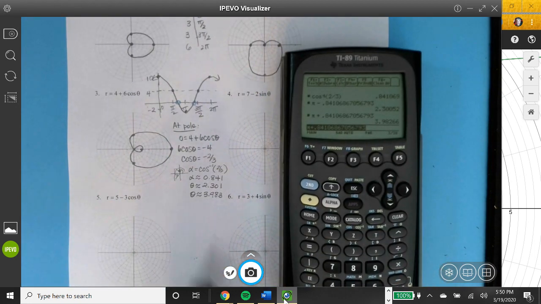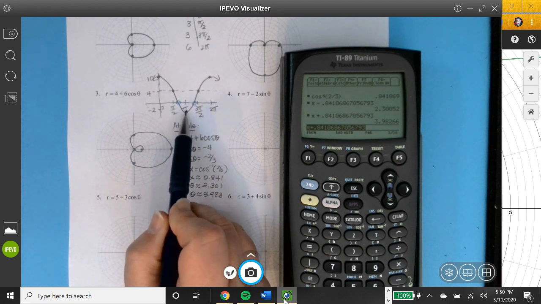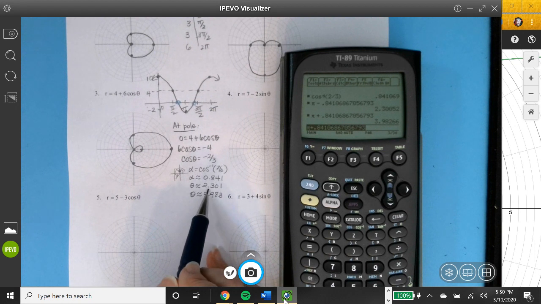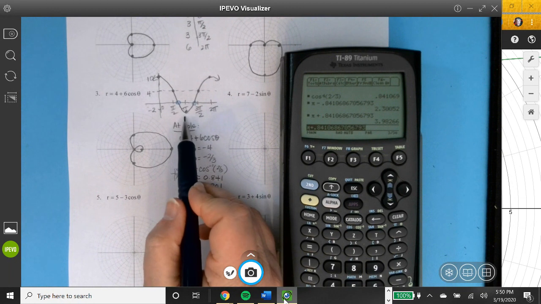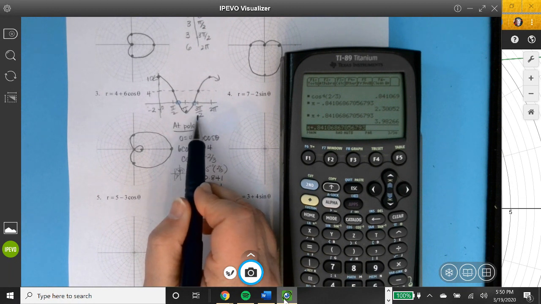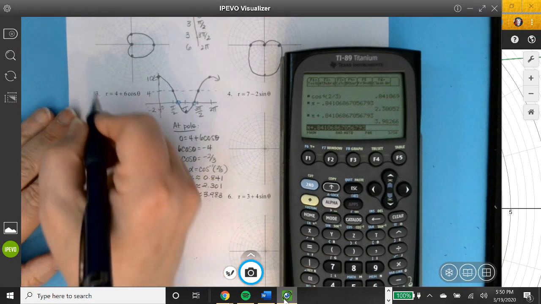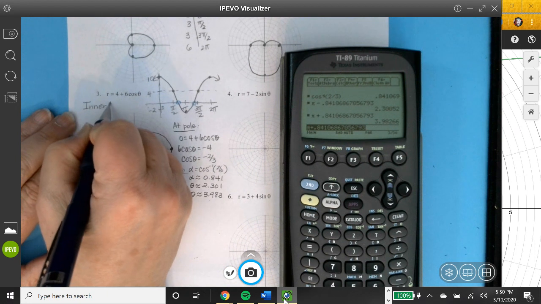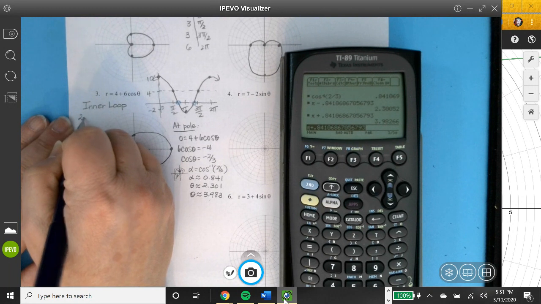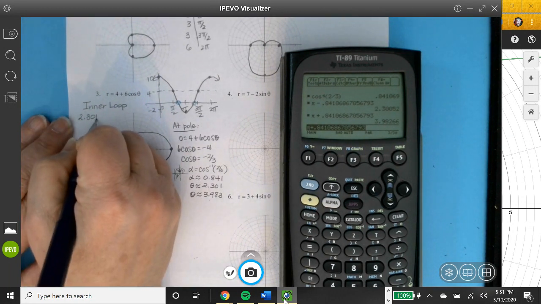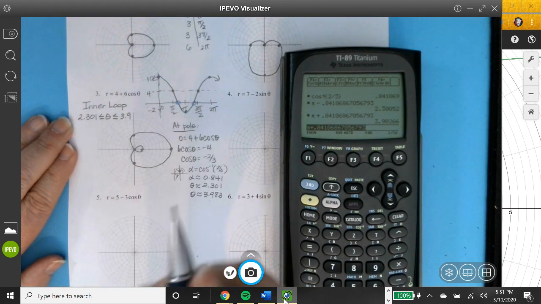Okay, so let's see if that makes sense with our graph. Okay, so pi over 2 is about 1.57, and pi is 3.1415. And so 2.3 is definitely between those, so I feel good about that one. 3.9, pi is 3.14. 3 pi over 2 is about 4.71, and this is definitely in between. So the inner loop interval is 2.301 to 3.983.